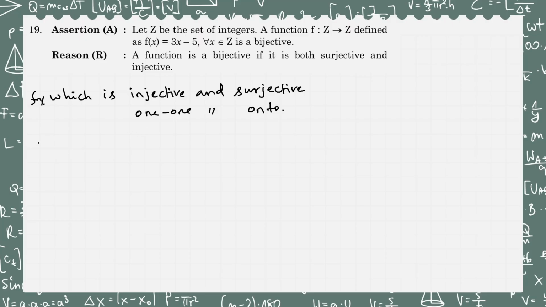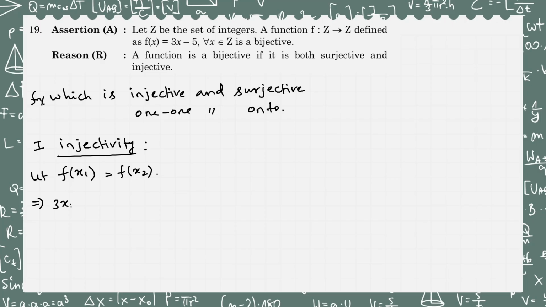So what is the method to check the injectivity of a function? Injectivity. So how to do that? We have to consider f of x1 equal to f of x2 and we have to arrive at x1 equal to x2. So let us see, when f of x equal to 3x minus 5, f of x1 will be 3x1 minus 5 and f of x2 will be 3x2 minus 5.